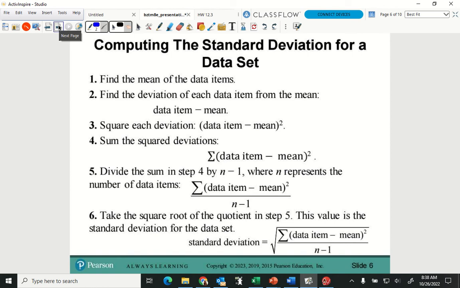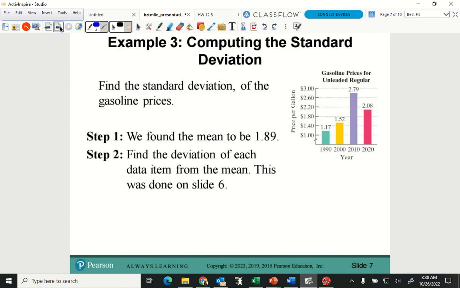Computing standard deviation for a data set. See all this stuff right here? It's kind of a hot mess, isn't it? I don't even want to try and read all this. And come on, seriously, I do this for a living. So I'm going to skip to the next part.